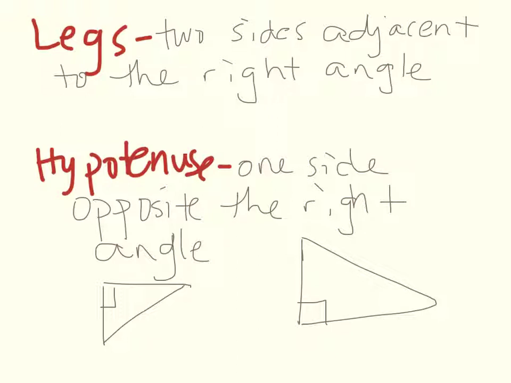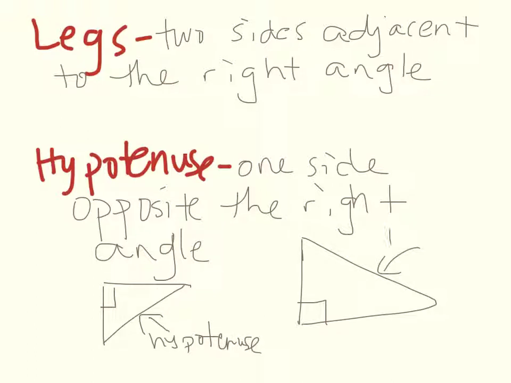So the two legs of a right triangle are the two sides that are adjacent to the right angle. And adjacent means next to, so it touches the right angle. And the hypotenuse is the one other side that's opposite of the right angle, so it doesn't touch the right angle. Usually when I'm trying to define these, I always start with the hypotenuse. I say, if my right angle is here, and I go across from it, that side is the hypotenuse. So this side here is the hypotenuse.